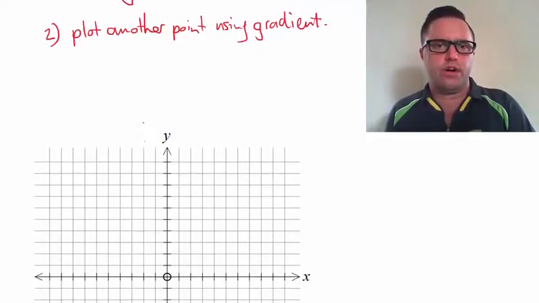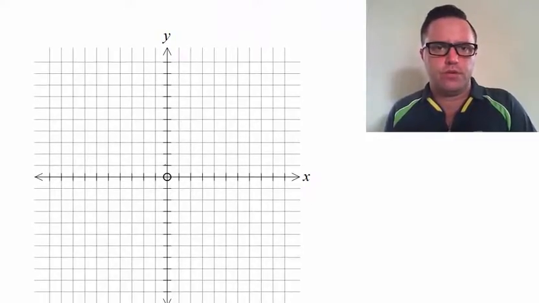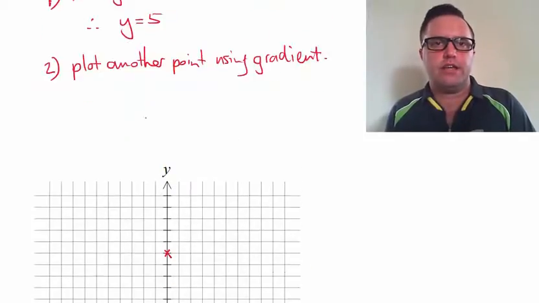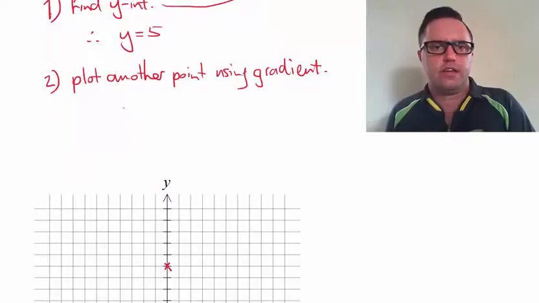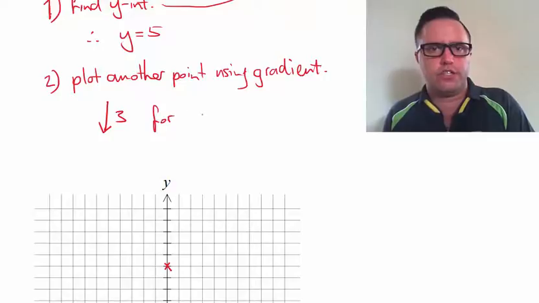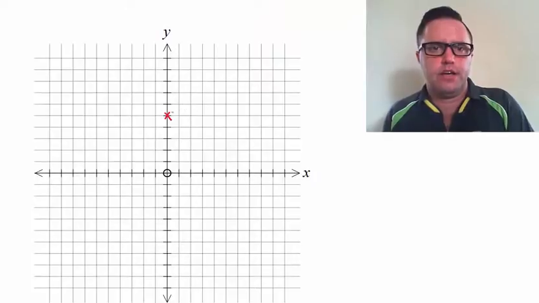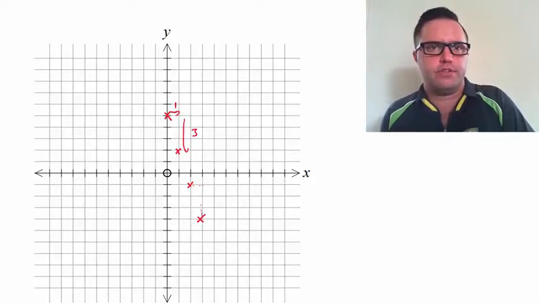So we find y equals 5: 1, 2, 3, 4, 5. And our gradient was negative 3. That means it goes down 3 for each across by 1. So we go across 1 and we go 1, 2, 3 down. For every one we go across, we go down 3. So that's across 1, down 3, and we draw a line through that.